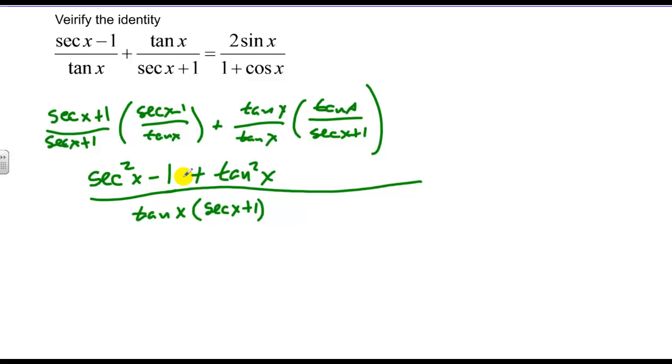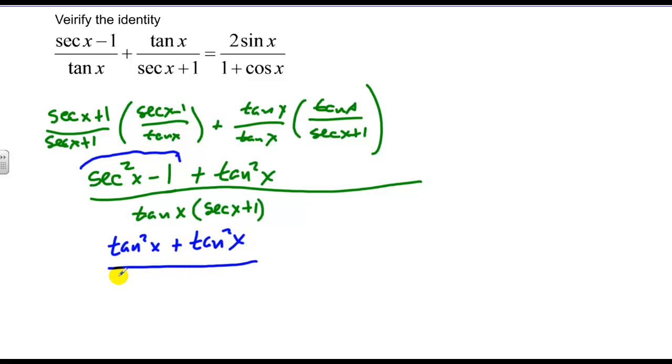I know that 1 plus tan squared is secant squared. That's not going to be this because this is negative 1, but I also know that if 1 plus tan squared is secant squared, then secant squared minus 1 is tan squared. So if you'll notice, this term right here is a Pythagorean identity. So what I've got is tan squared plus tan squared over tan times secant x plus 1.